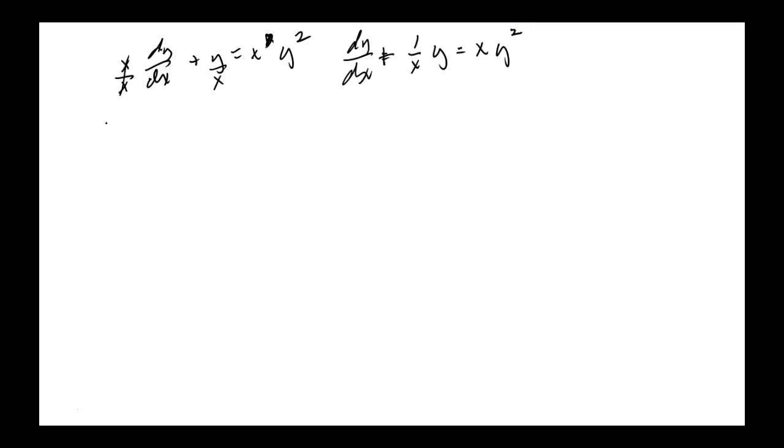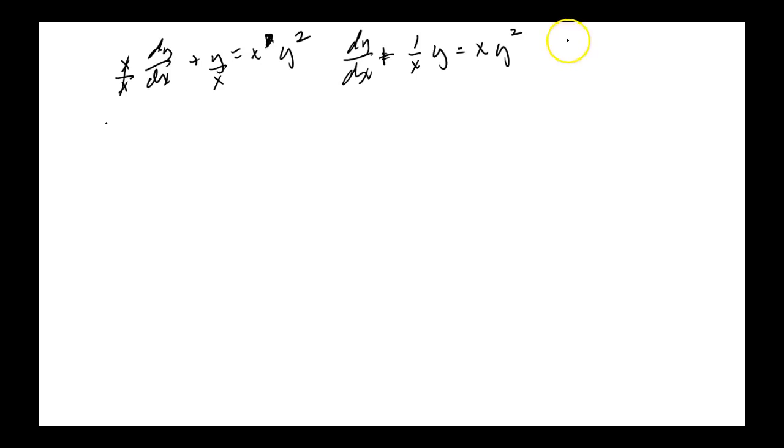Still not separable. Still not linear. Almost linear. It looks a lot closer, but not. But you do know what your p of x now is, don't you? 1 over x, okay? And you know what the f of x is, just x. But you've got that y squared, so this is what form? From the big family? Bernoulli's, okay, this is a Bernoulli equation.